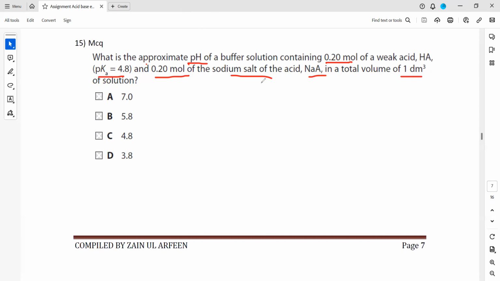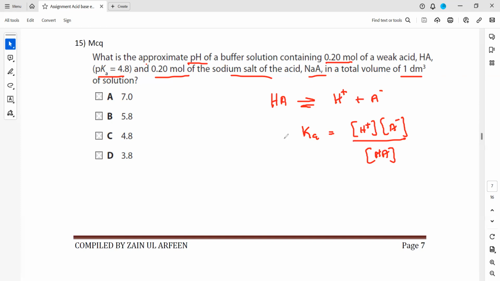So how can we work out the same thing? If we have a weak acid HA, this weak acid will dissociate into H plus and A minus. If I write the dissociation constant for this, it will be products divided by reactant. So hydrogen ion, A minus, divided by concentration of HA. Not iodide, it's A, it can be any anion. That's why it is written generally as A.